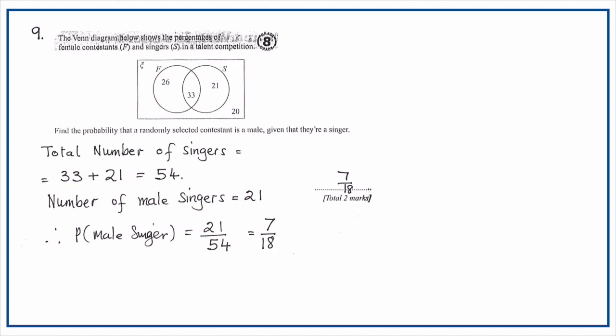The number of male singers equals 21. Therefore, the probability of a male singer equals 21 divided by the total number of singers, which is 54. 3 goes into 21 7 times, and 3 goes into 54 18 times. So the probability that a randomly selected contestant is a male, given that they are a singer, is 7/18.